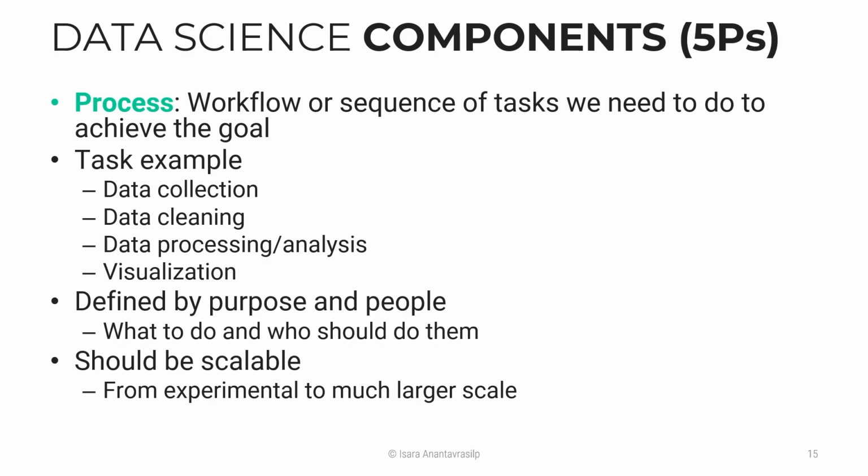Once you have the goal and the people, you're going to need a process. A process refers to the workflow or sequence of tasks that you need to do to achieve your big data goal. For example, data collection or gathering, data cleaning, and the step of analysis and processing the data. This is where you get the insight or knowledge from your data. And then visualization. This is the process where you report or show the audience, or yourself, what the data have, what kind of knowledge is contained in the data. The process is usually defined by the purpose. It is dictated by what you are going to do with the data and the people in the team.